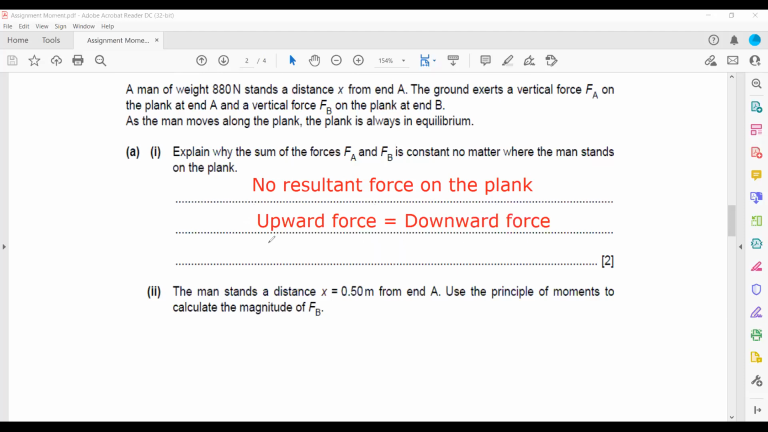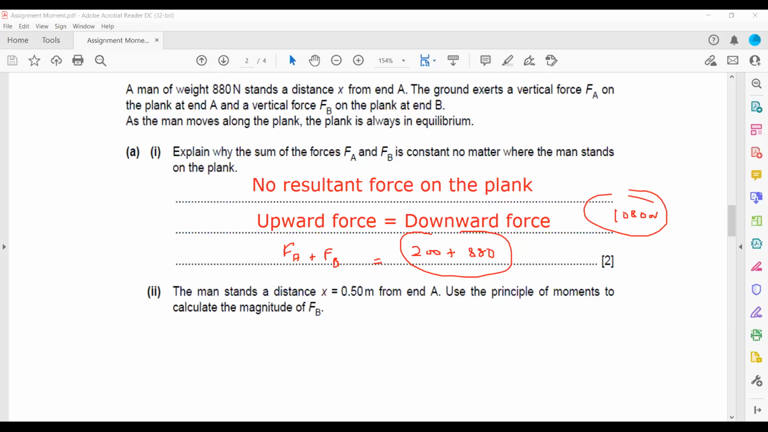What is the upward force? Fa is acting upward, Fb is acting upward, and what about the downward force? The downward force is the weight of the plank, which is 200, and weight of the man, that is 880. So the total sum will be 1080 Newton. And as you can see, it does not depend on where the person is standing, because there is no distance involved here. So first thing, you will mention that there should be no resultant force as the plank is in equilibrium, or we can say upward force equal to downward force. So Fa plus Fb should be equal to 1080, which is independent of the position where the man is standing.